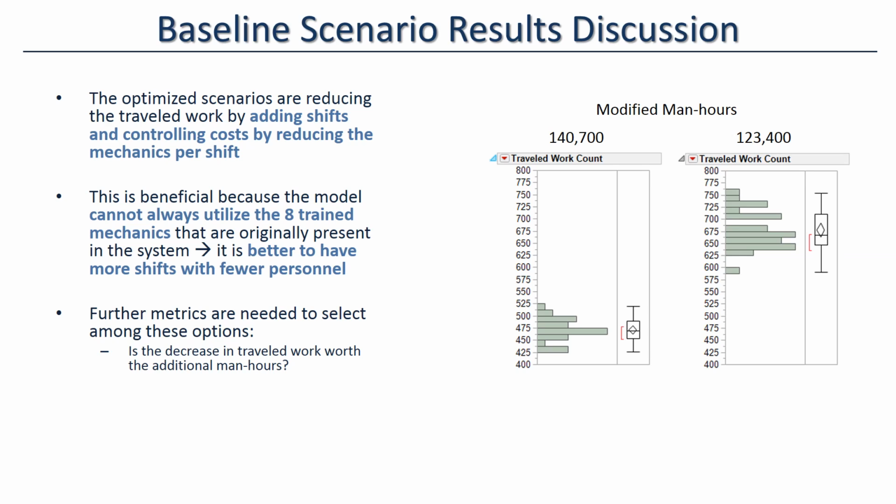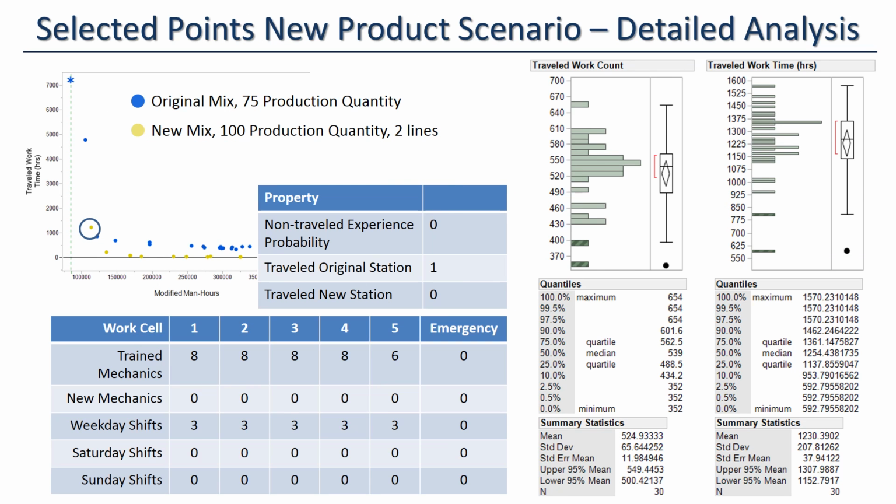Okay, so the optimized scenarios presented are reducing traveled work by adding shifts and then controlling costs by reducing the mechanics per shift, which makes sense because we can't always utilize the 8 trained mechanics, so it's really better to have more shifts with fewer personnel. But to really choose between these two, we need to know how much cost we actually save by reducing this traveled work.